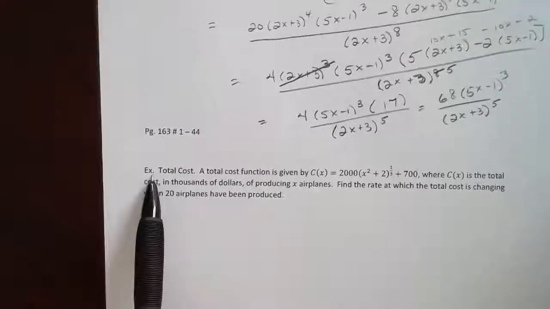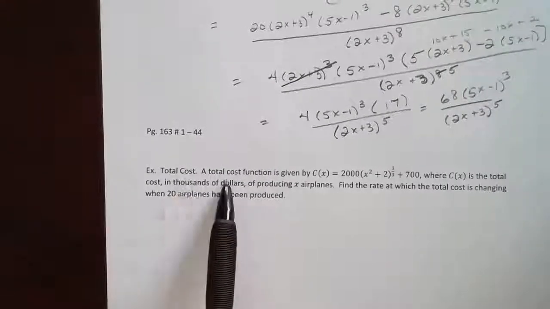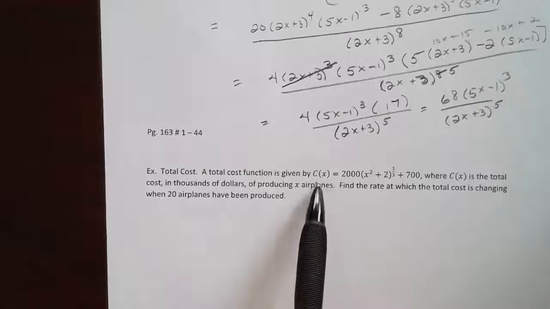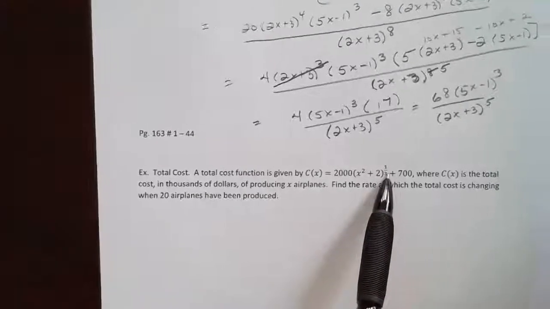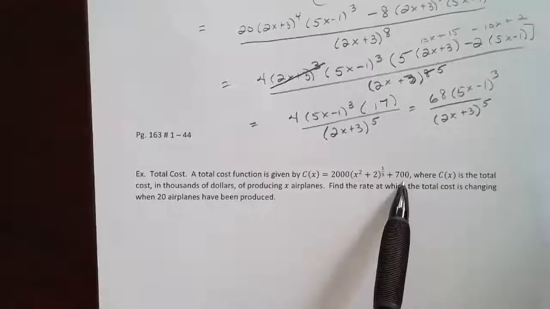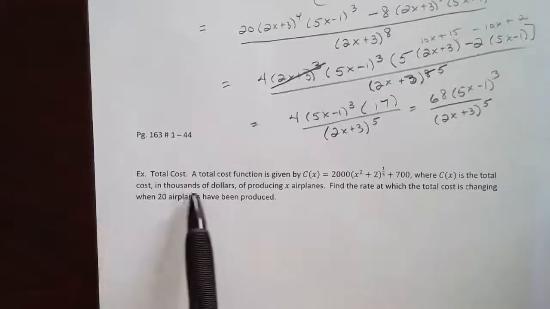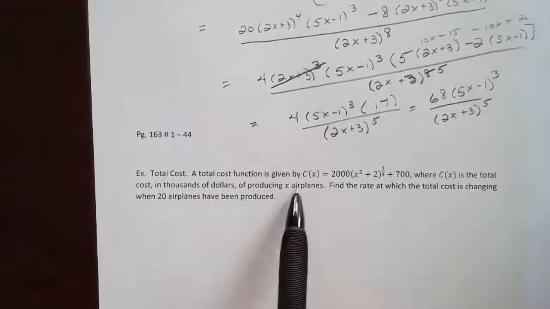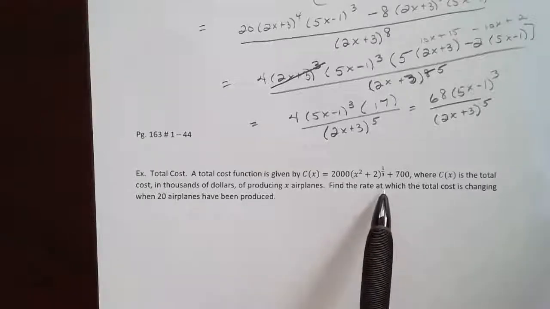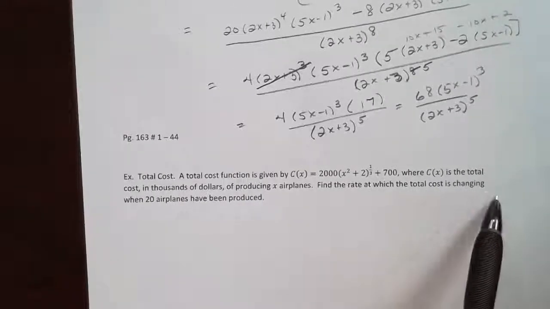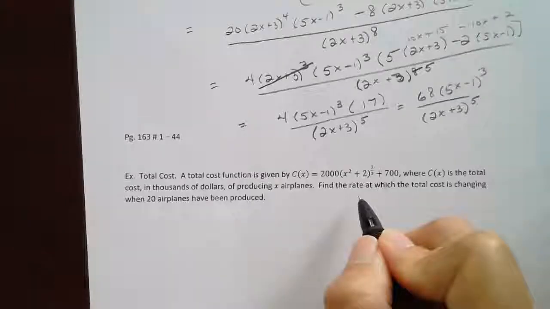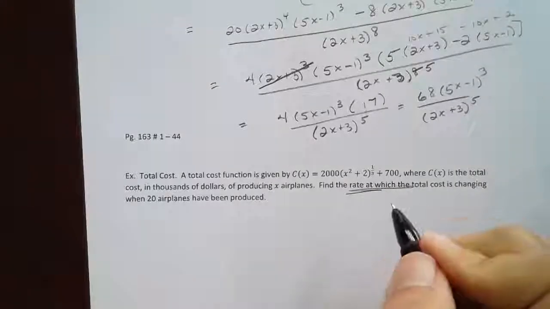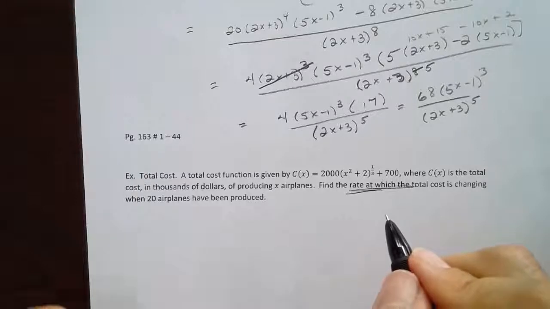For example, in a word problem, total cost. A total cost function is given by c of x is equal to 2,000 times the quantity x squared plus 2 to the 1/3 power plus 700, where c of x is the total cost in thousands of dollars of producing x airplanes. Find the rate at which the total cost is changing when 20 airplanes have been produced. Okay, so when they talk about the rate of change, that means we need a derivative.